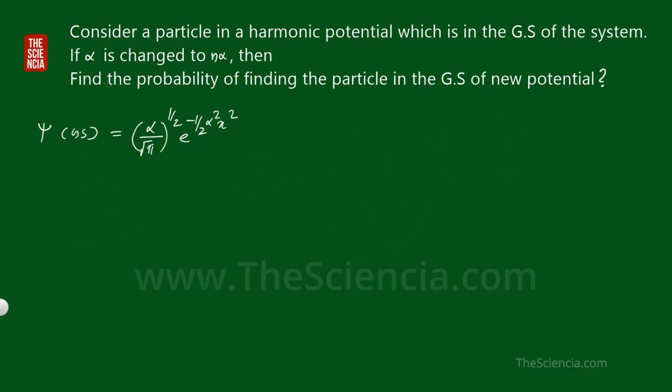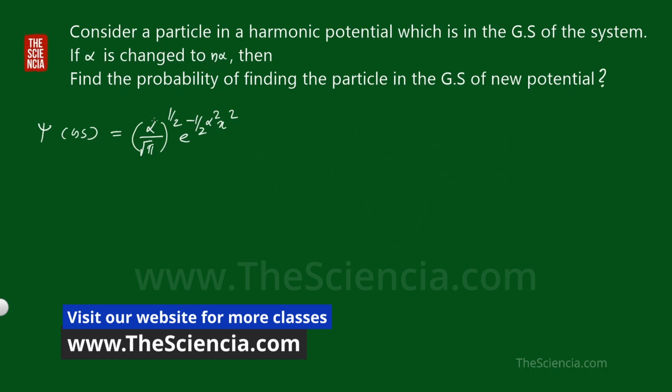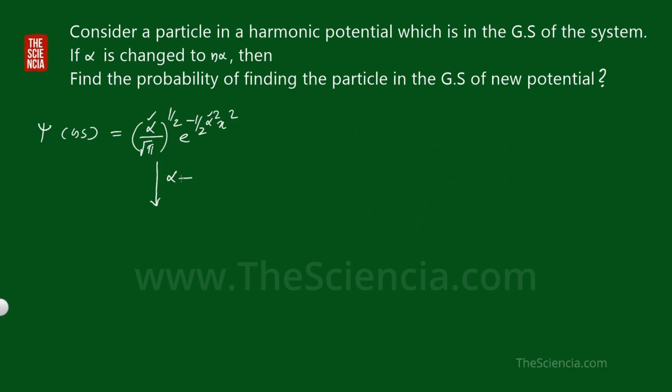And the next part of the question is, if alpha is changed to n alpha, then find the probability of finding the particle in the ground state of the new potential. So if alpha becomes n alpha, the wave function becomes psi equal to (n alpha by root pi) raised to half, e raised to minus half n square alpha square x square. Okay, the question is about finding the probability.